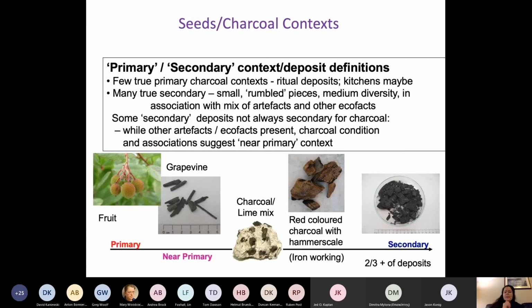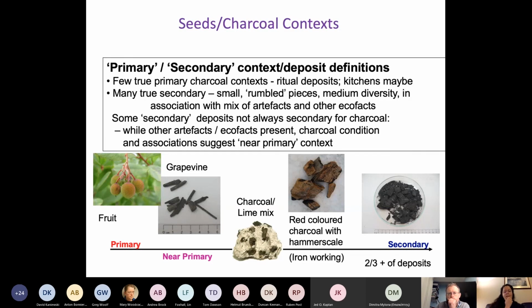Talking a bit more about primary and secondary, because it's quite important to understand where things come from when you see them in a list. So your primary context, which might represent your hearth or your kitchen, your ritual deposit, you will often see, as I mentioned before, fruits or woods associated with ritual.